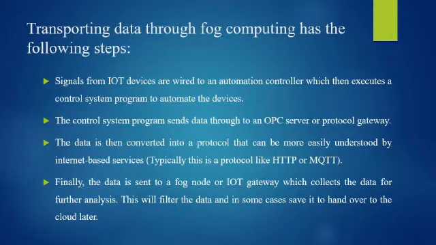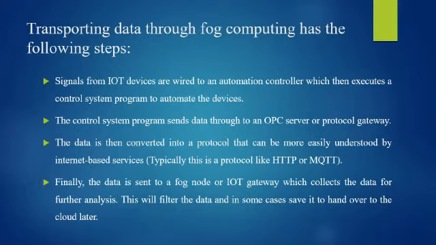These are the steps for transporting data through fog computing. First, signals from IoT devices are wired to an automation controller, which then executes a control system program to automate the device. Second, the control system program sends data through to an OPC server or protocol gateway. Here OPC stands for Open Platform Communication. We all know about protocol gateway.